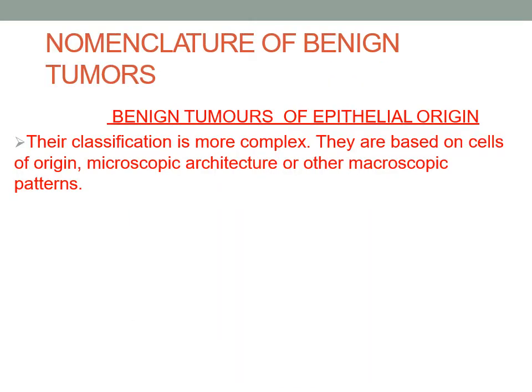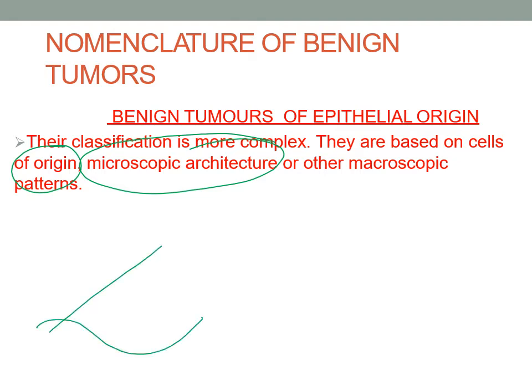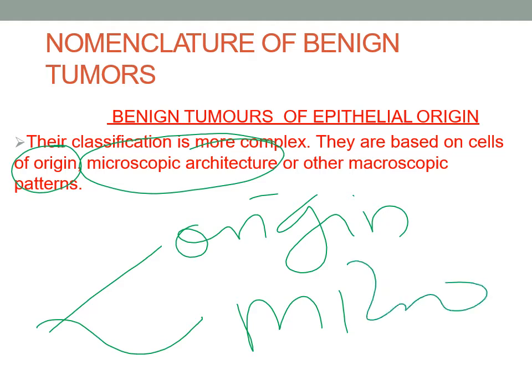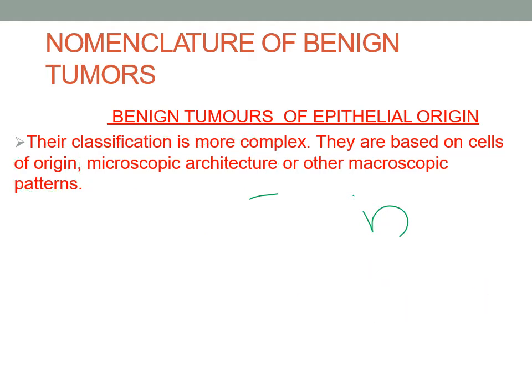Nomenclature of epithelium. Starting with the nomenclature of epithelium, it's a little bit complex. It is based on cell of origin. Also, we can name it depending on the microscopic architecture or microscopic pattern of these cells. So we name based on cell of origin, or we name based on microscopic appearance or pattern of these cells.